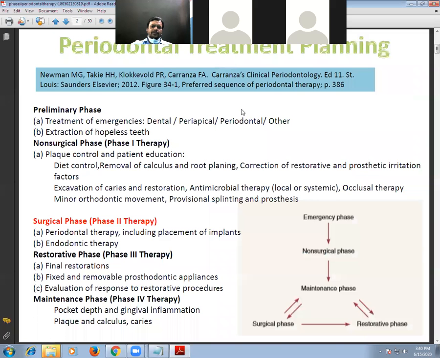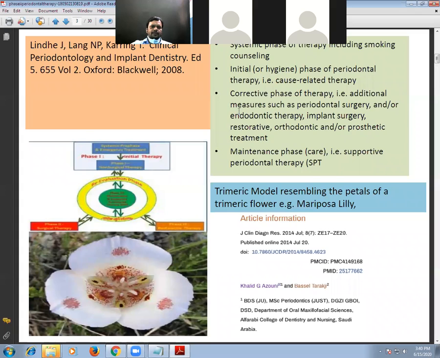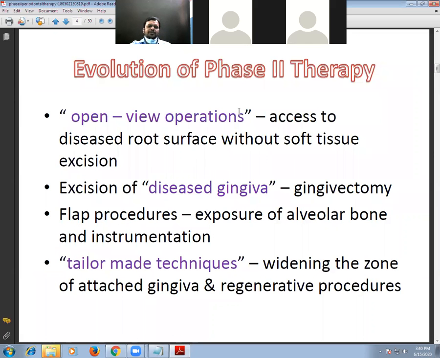So what are the synonyms for phase 2 therapy? Phase 2 therapy is also called the surgical phase. So what procedures usually are performed in phase 2 therapy? It may be open view operations, for example, to access the diseased root surface without soft tissue excision. So we are doing deep curettage here. So these are open view operations.